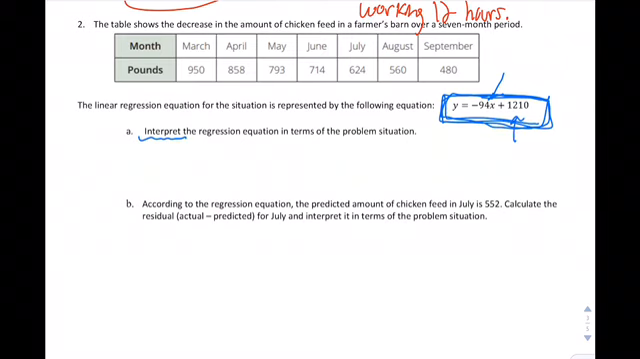This negative 94, you guys know that any number that's next to the x in a linear function is really our slope. And I like to think of our slope as a fraction. So in this case, it's just negative 94 over 1. Let's explain what that actually means.